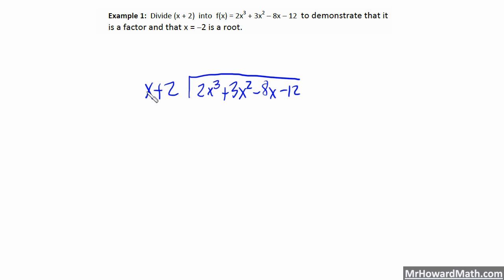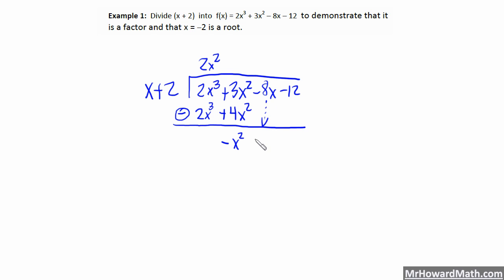Alright, so what times x would give us 2x cubed? Well, that would be 2x squared. So 2x squared times x is 2x cubed. That's what we wanted. With long division, we always subtract. Remember, with synthetic division, we always add. 2x squared times 2 would give us a plus 4x squared. These cancel, that's what we want. So we have 3x squared minus 4x squared gives us negative x squared.